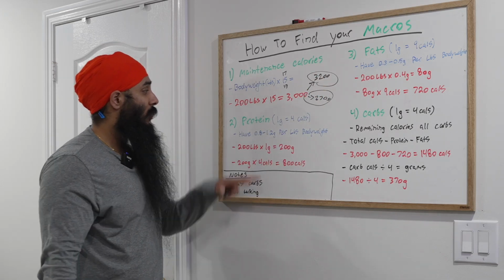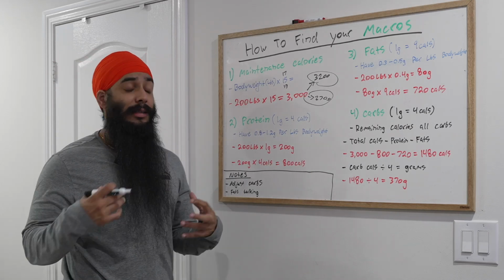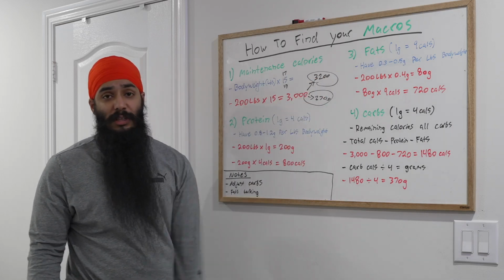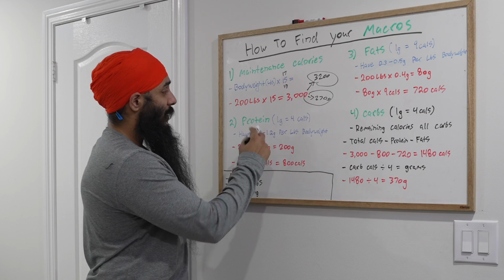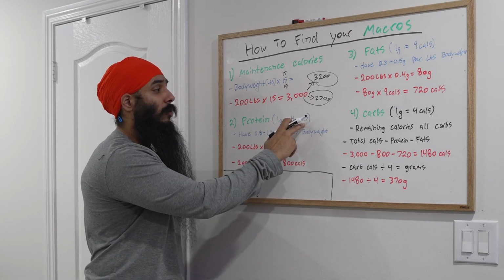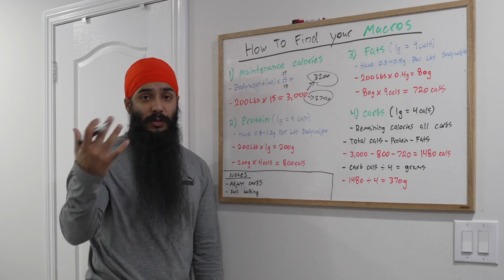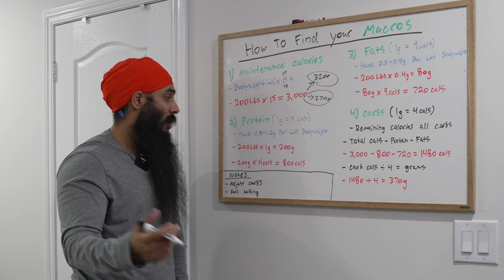The first macro we want to find out is our protein. The reason is that, in my opinion, protein is by far the most important macronutrient, whether your goal is to build muscle or decrease your weight or your body fat. So how are we going to do this? 1 gram of protein is equal to 4 calories. This is important to know because once you wrap all this up, you're going to understand why, okay? So 1 gram of protein is 4 calories, just keep this in mind.